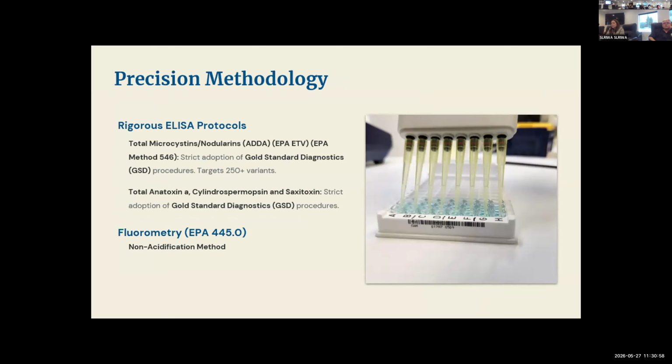Our laboratory strictly adheres to the ELISA protocols established by the maker, in this case Abraxis, Gold Standard Diagnostics, to ensure maximum reliability. For microcystins, we use the EPA-validated ADDA ELISA method 546, which allows us to detect over 250 toxin variants. And we apply the same level of rigor to anatoxin A, cylindrospermopsin, and saxitoxins. And for chlorophyll A, as mentioned before, we employ the EPA 445 non-acidification method via fluorometry.